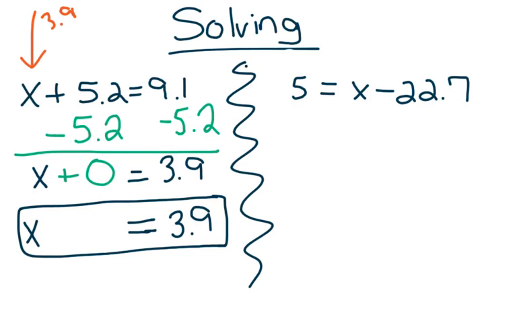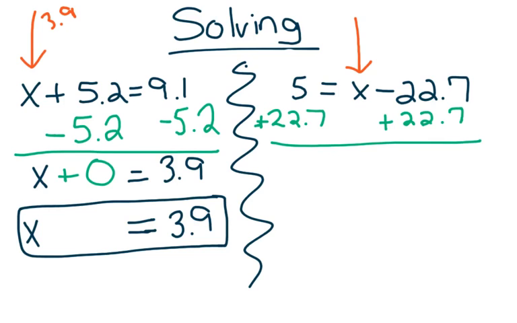Let's solve the next equation. Here's our variable x. It's located in a different place, but that's okay. It doesn't have to be at the start. We have x minus 22.7 is equal to 5. What's the inverse operation of minus 22.7? That's addition. So on both sides, we're going to add 22.7. Doing this will eliminate the operation on the left, the right, and give us the answer on the left.